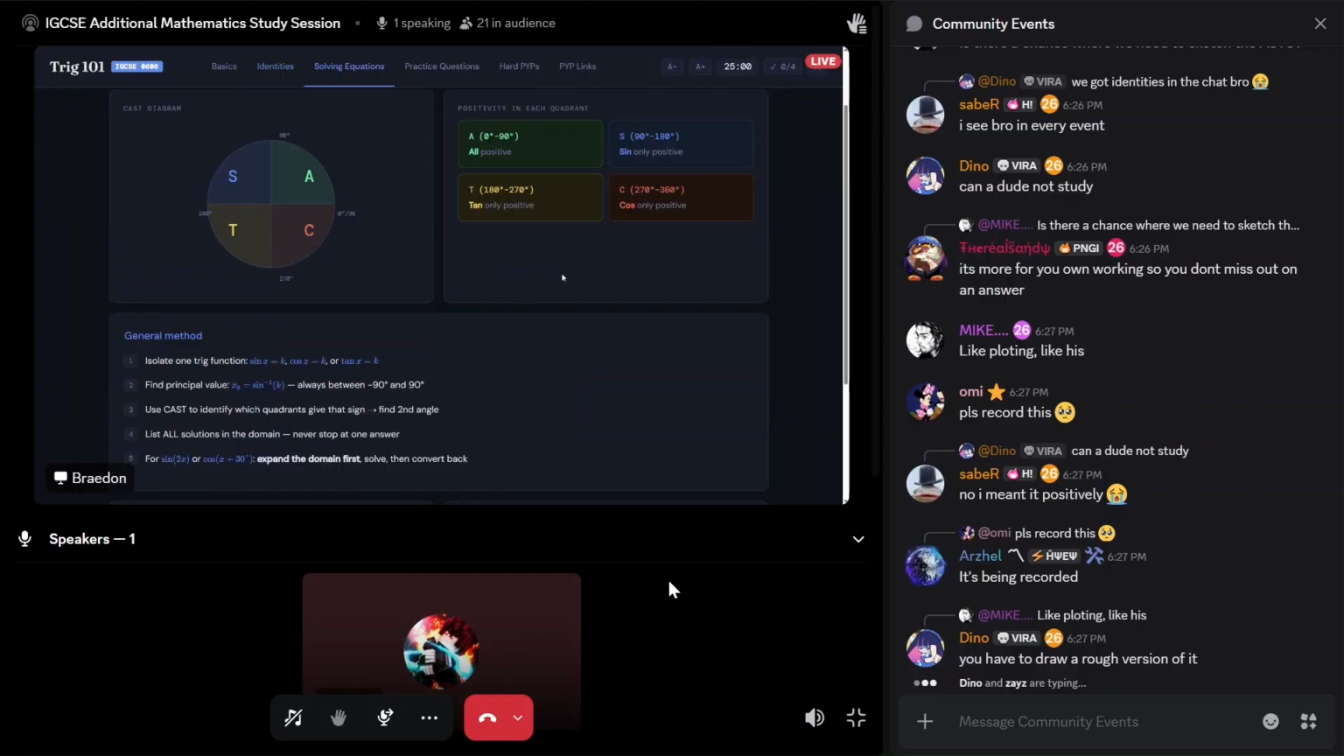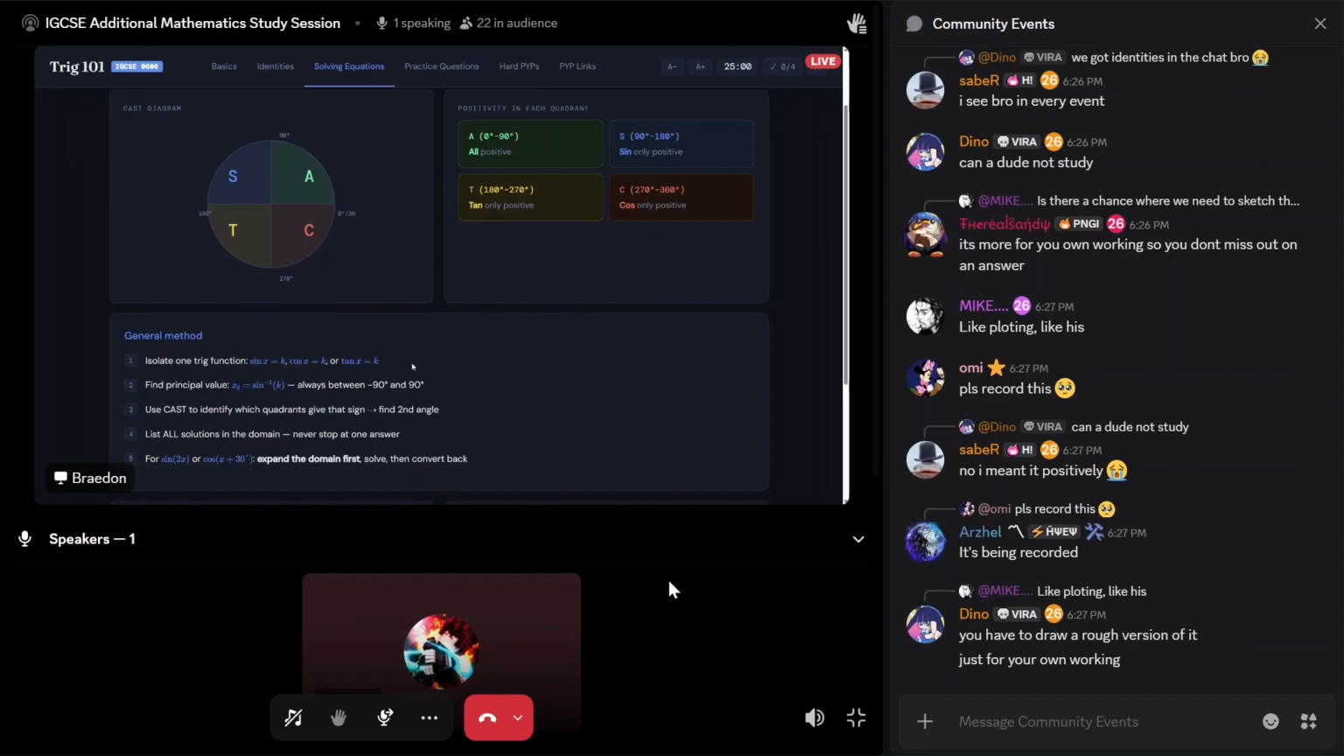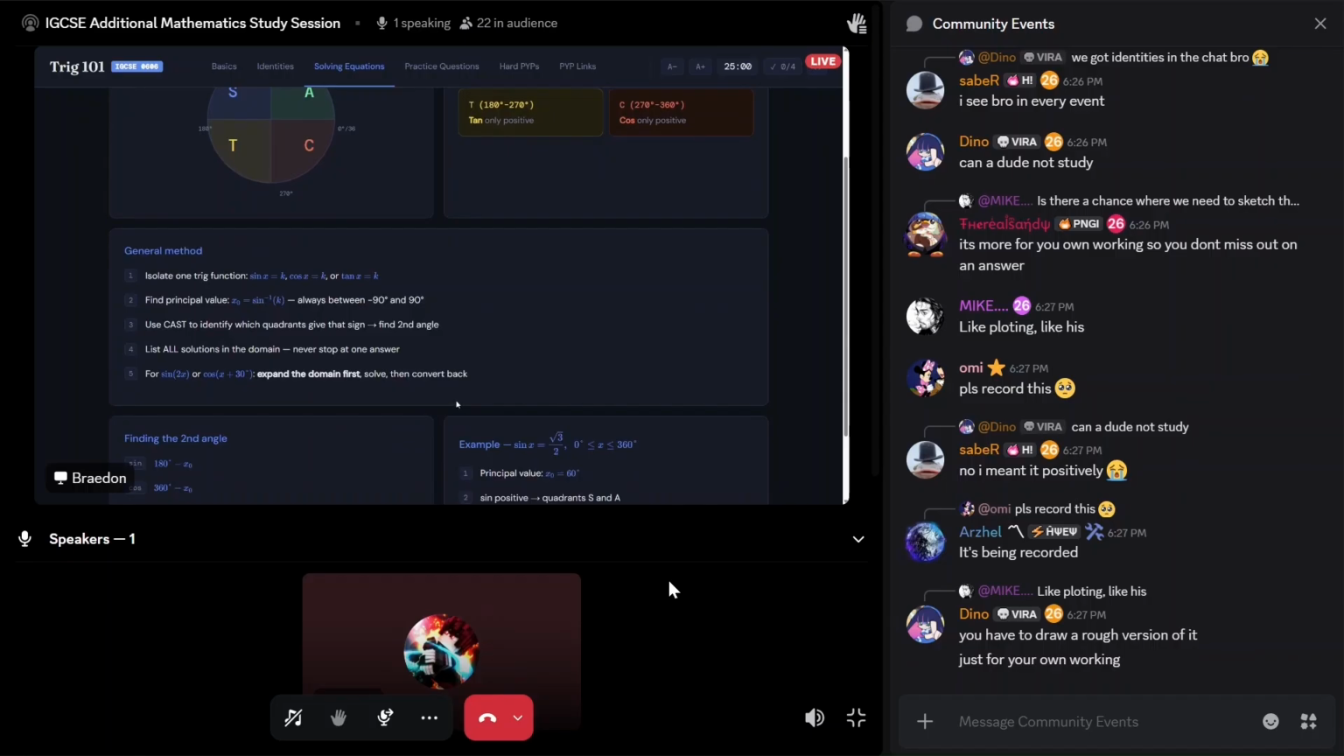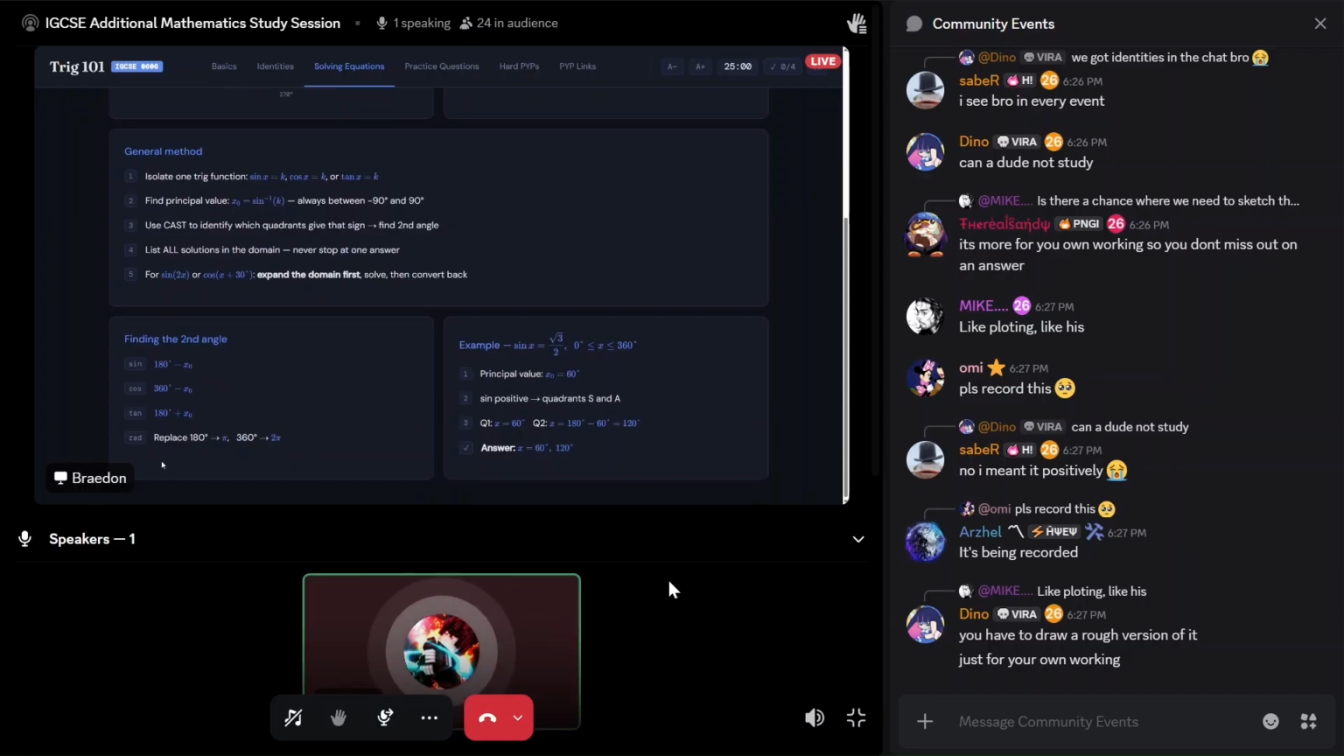So for CAST, there are always multiple answers. You just got to think about it. Try to find all the answers until you think there aren't any more. This is a pretty hard question, because in the domain it's not just x, there's something different. So for this one, you should expand the domain first, and then it's easier to solve. Sometimes you get an answer and you don't know whether it's in the domain, so you can get the answer and then compare it back to the domain. So this is basically an easy cheat sheet.